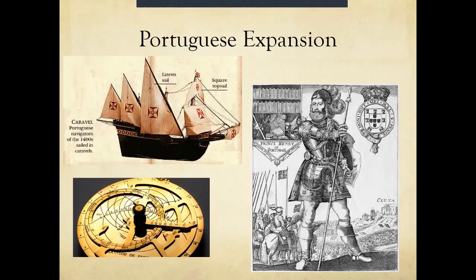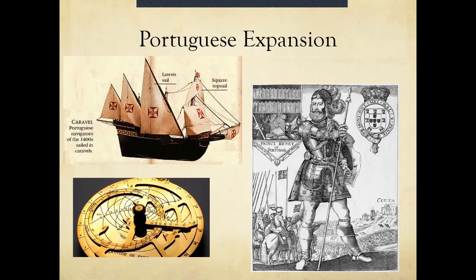So you've got the caravel, which is the ships that are able to handle those long distances due to the lateen sail, right? So you studied the lateen sail last year, I know, in world history. And then you had the astrolabe and the compass that allows them to pinpoint their location in relation to the position of the stars.